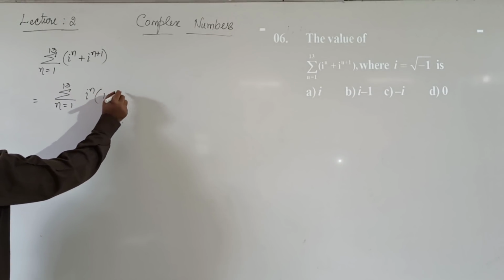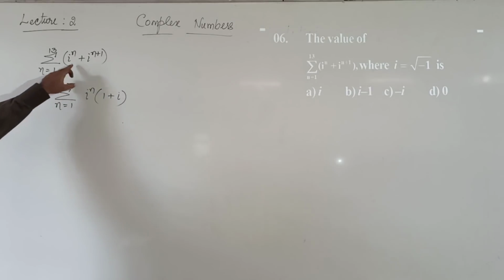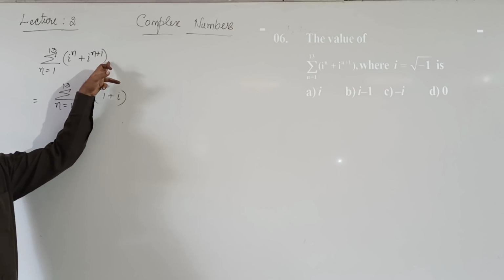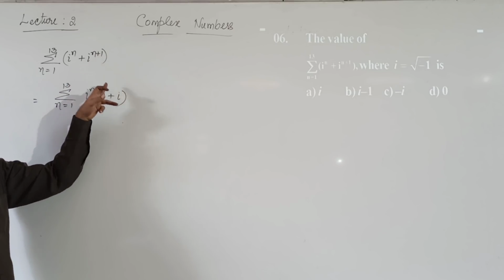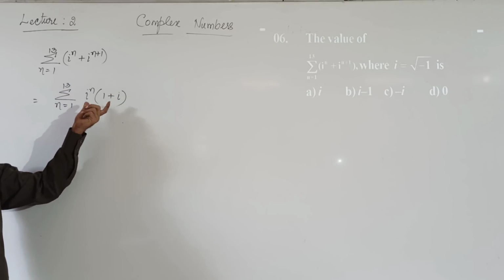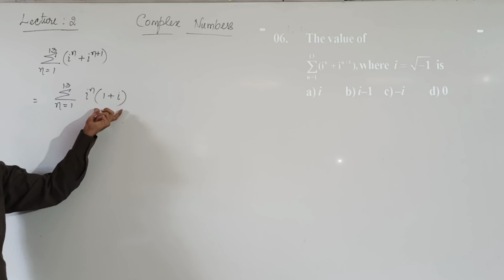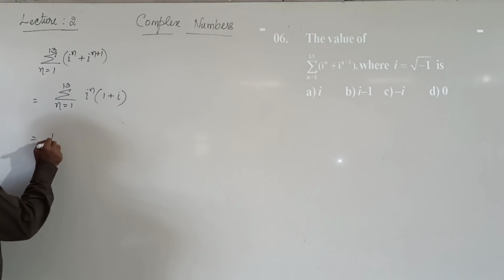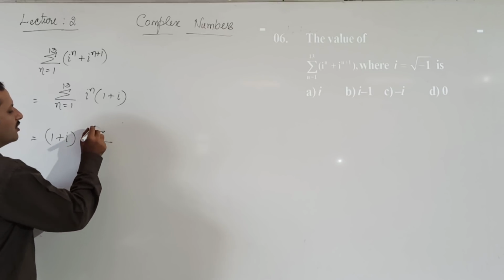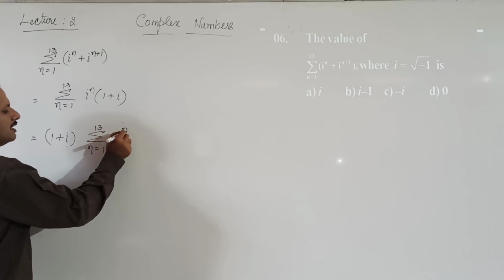1 plus i power n, I have taken common factor. Here i power n plus 1, so i power n into i. In that I have taken i power n out, so what will remain? i power 1 will remain. This is i. This 1 plus i is independent of n, which can be taken out of this summation. So 1 plus i into summation n from 1 to 13 i power n.